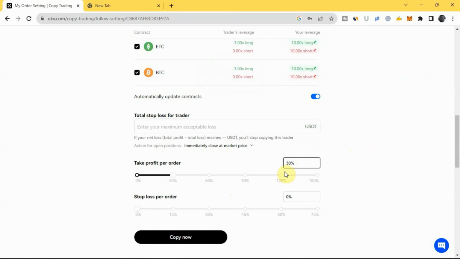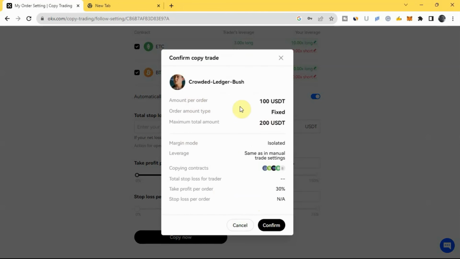So you can take it to whatever percentage you want. And if you want to put stop loss, don't forget you put your stop loss here and the stop loss percentage right here. So once you've done all of that, just click on copy now. And then once you've confirmed all your details right here, click on confirm.